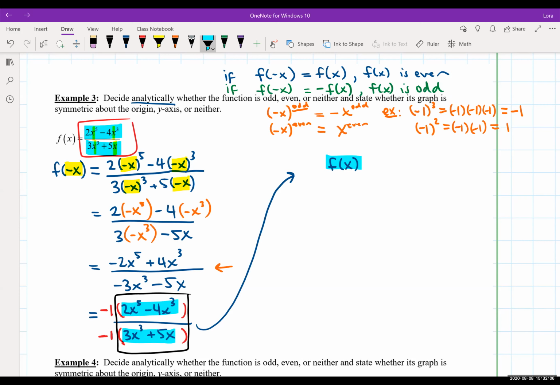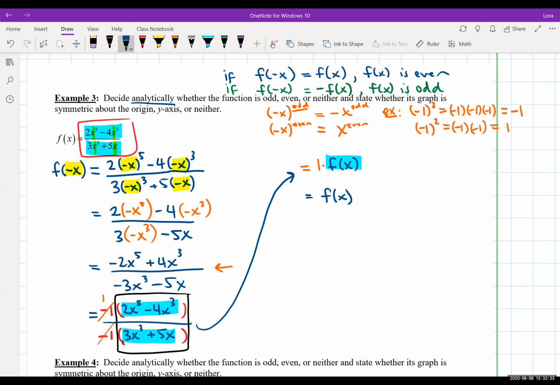So now we kind of wonder for ourselves, well, what's happening with negative one over negative one? Well, if you divide out the same number divided by the same number, they cancel out. They end up disappearing. They actually end up being a number one. But when you get positive one times f of x, you really just get f of x back.